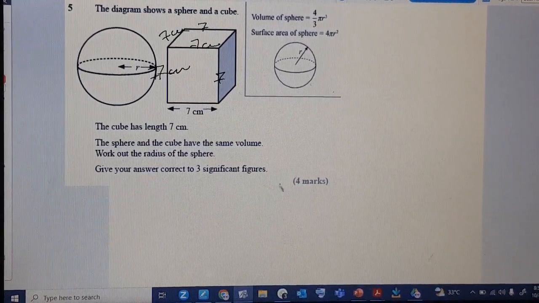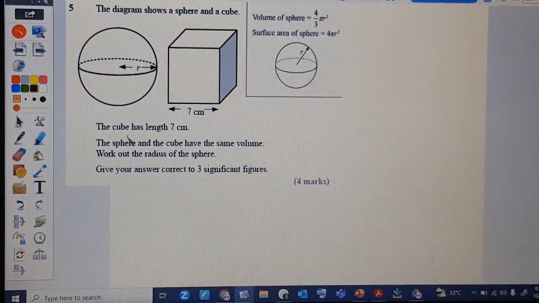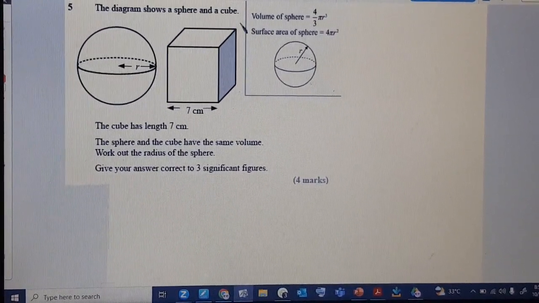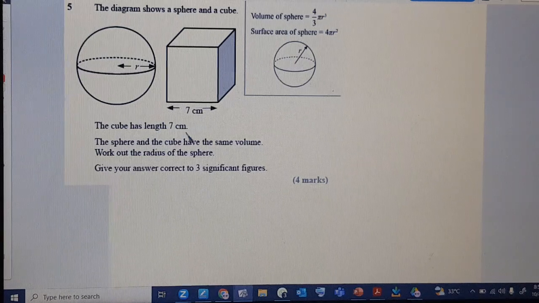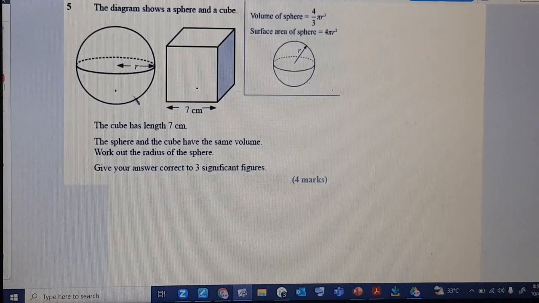Now what I'm going to do is read the question first. Let's read it. It says, the diagram shows a sphere and a cube. The cube has length 7 centimeter. The sphere and the cube have the same volume. Work out the radius of the sphere. So I have to find the radius. All right. And give your answer to three significant figures.